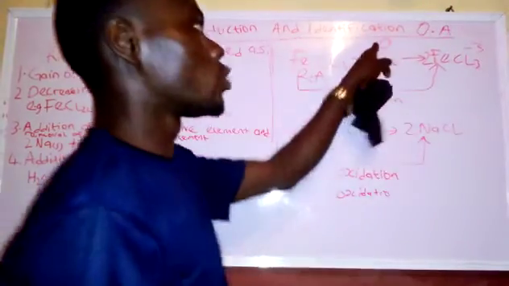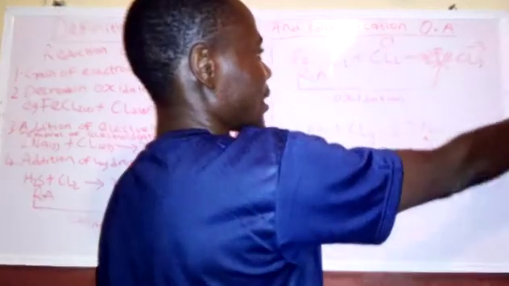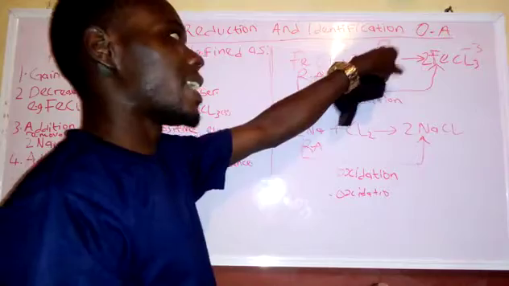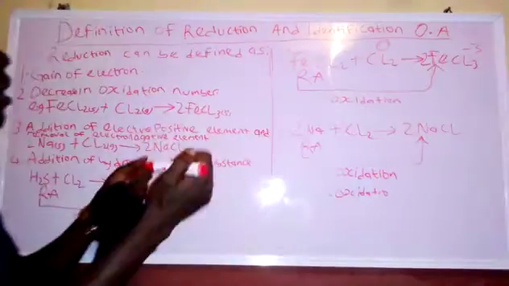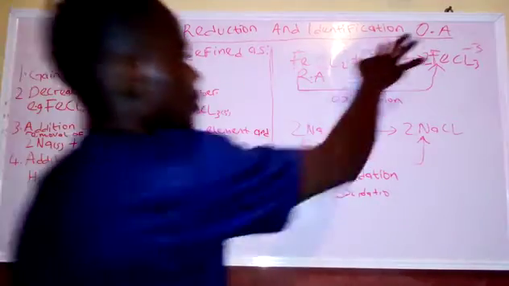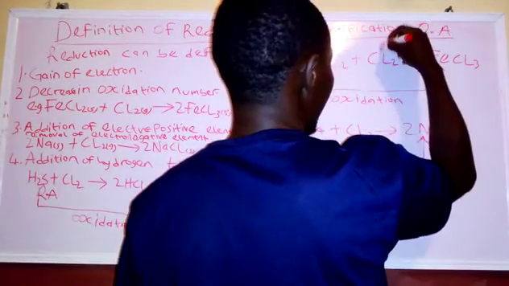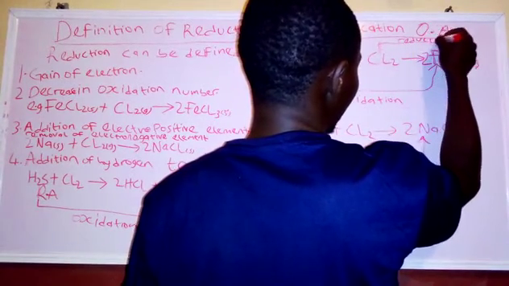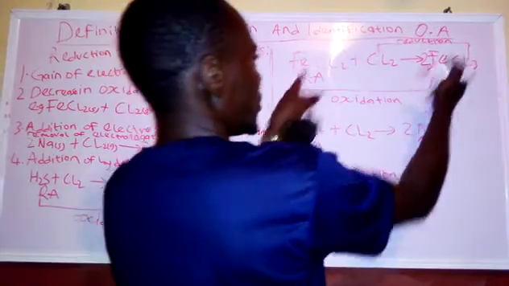Now between 0 and minus 3, which one is bigger? We will discover that 0 is actually larger than minus 3. Which means the oxidation number of chlorine has decreased from 0 to minus 3. So that's what you call reduction, the decrease in oxidation number. So what actually happens in this reaction can be described as a reduction reaction. And you see that they take place at the same time, so this is an oxidation-reduction reaction.